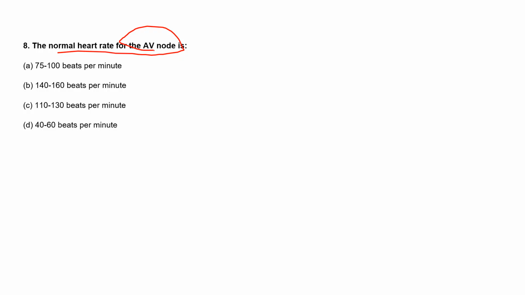AV node, that is atrioventricular node. We know that it is a very crucial part of the heart's electrical system, and it acts as a gatekeeper between the atria and ventricles, ensuring coordinated heartbeats. Normal heart rate.